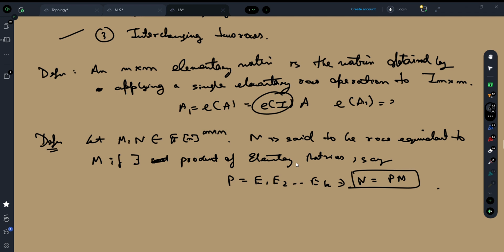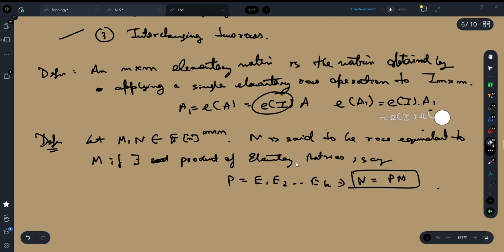Because each elementary, suppose this is A1, then what is E of A1? So it is Ei of A1. So A1 was Ei of A, right? Let me, yeah, so A1 is, yeah, it's Ei of A1.